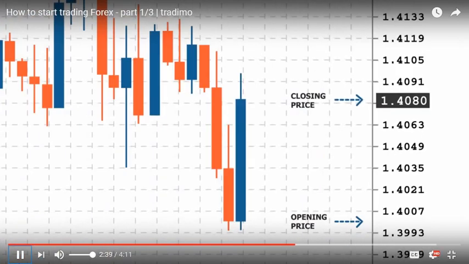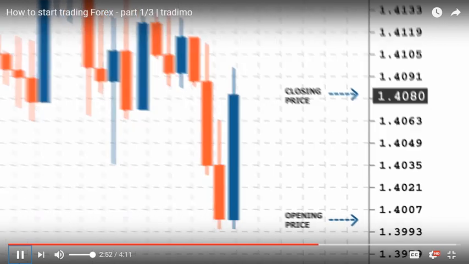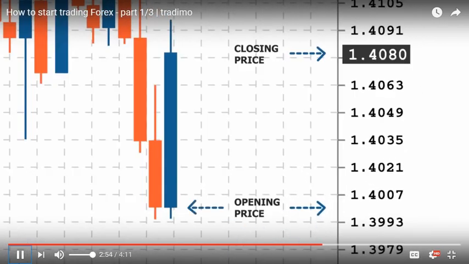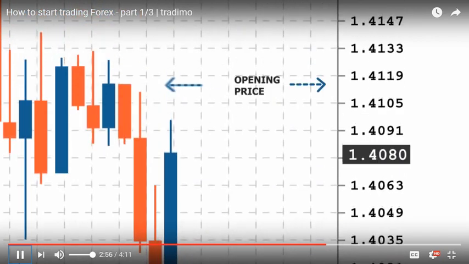The color of the candlestick changes when the price moves above or below the opening price of the candlestick period. Any color can be used, and the color is set by the trader depending on their personal preference. Here in Tradimo, we use blue candles when the price is above the opening price of the candle and orange when the price is below the opening price of the candle.